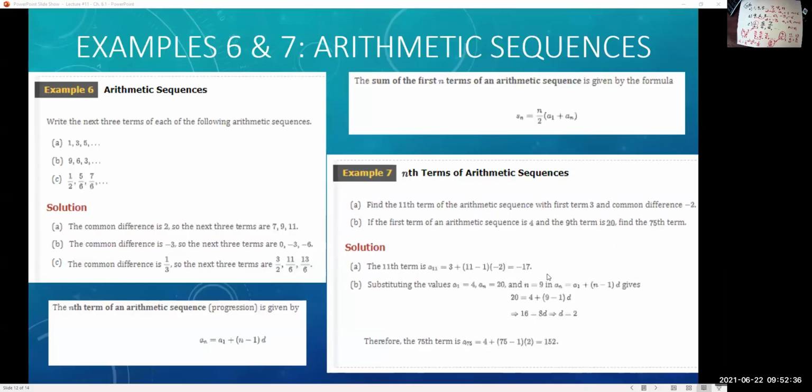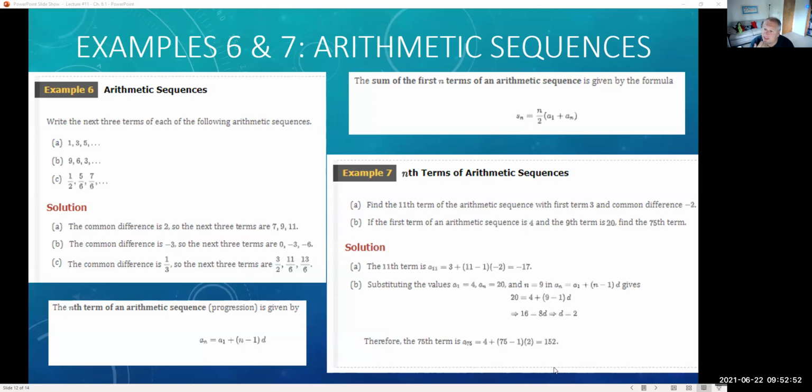All right, now for example 6, it does tell you what the common differences are. And it tells you what the next 3 terms are there. And I just want to make sure that everybody is comfortable with that material. And if you don't see it, then we can talk about it some more. Just let me know. I'll explain it a little bit more for you.